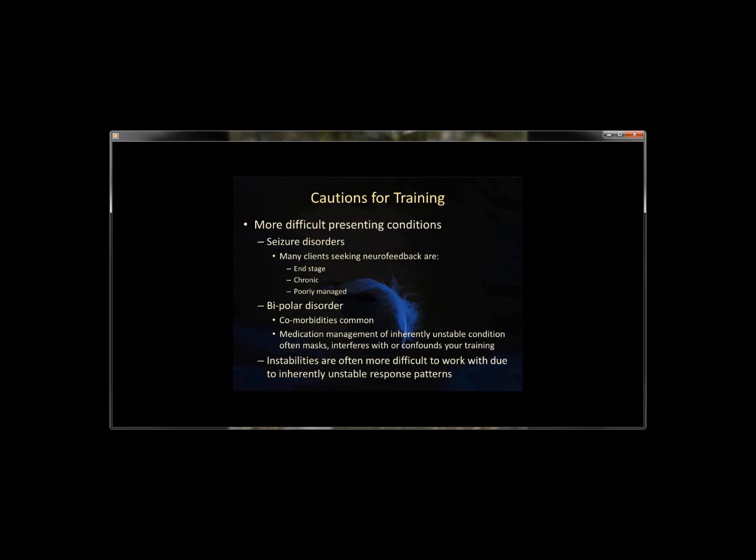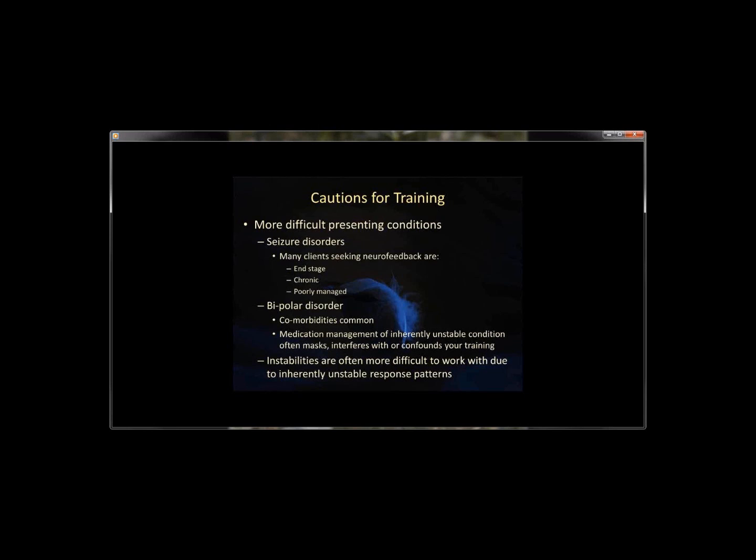The other thing about people with seizure disorders is that in many cases they come to you after everything else has failed. They're often end-stage chronic, poorly managed, or they've had multiple interventions. They've had their corpus callosum severed, they've had multiple neurosurgeries, they're on experimental medications, and again, they're not somebody in a stable condition that you would want to start working with.